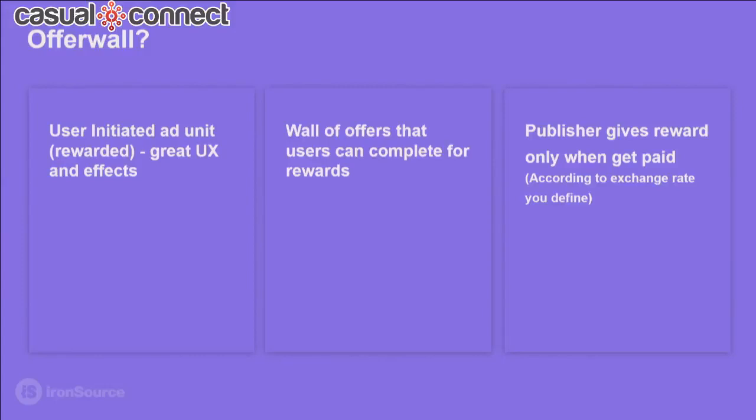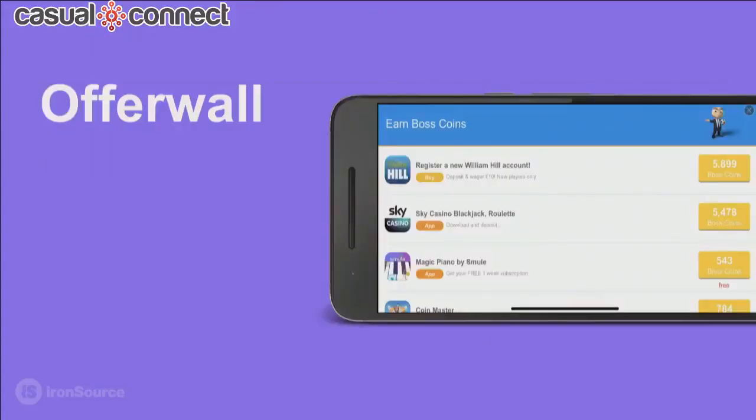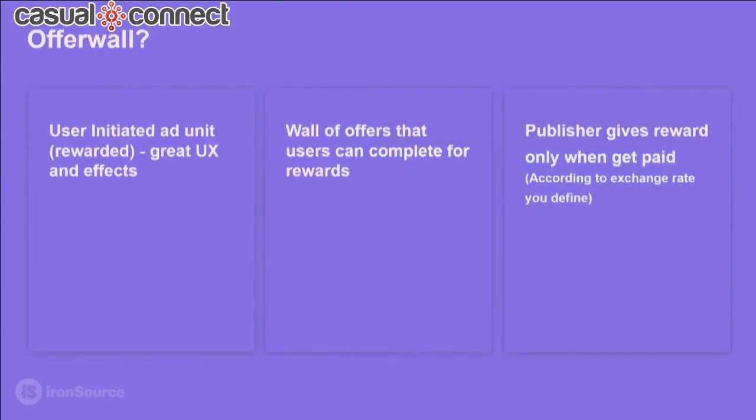The user clicks and you see several offers that he can choose to complete. Right? It's a little bit different from a rewarded video. He gets into a page like the one that you see here, and he can complete different missions and get a reward. And the publisher, in this sense, is giving the reward to the user only when they get paid, right?